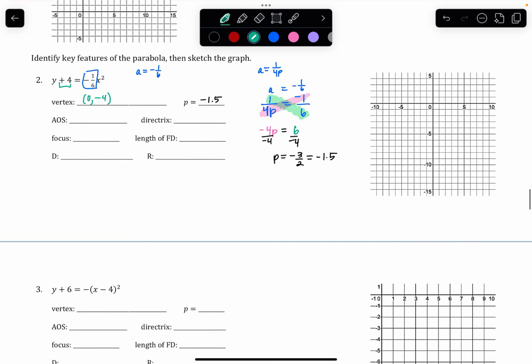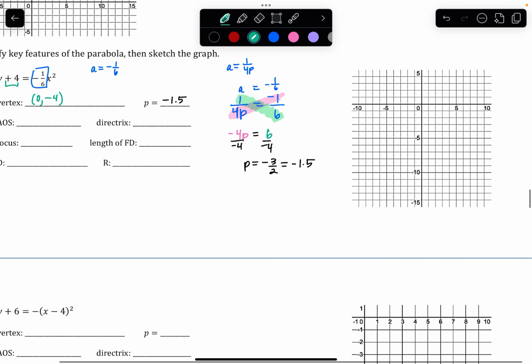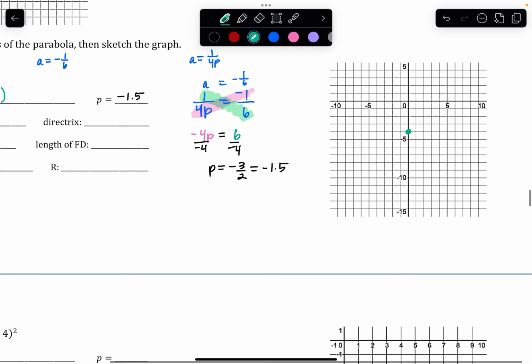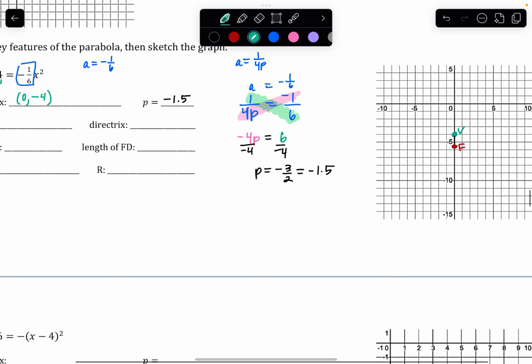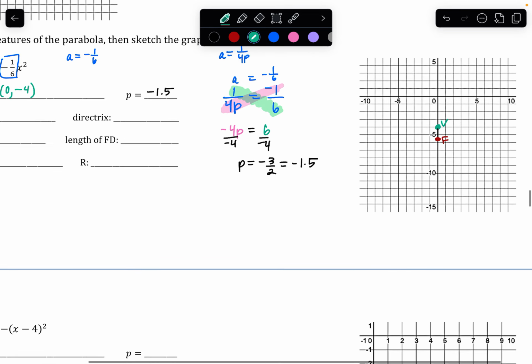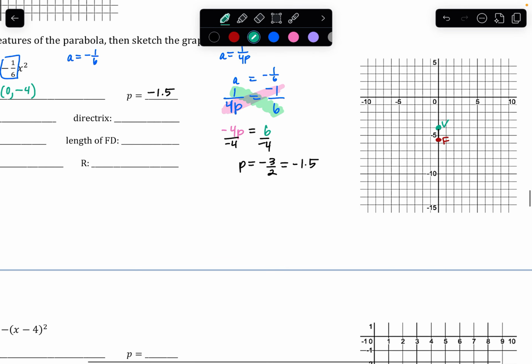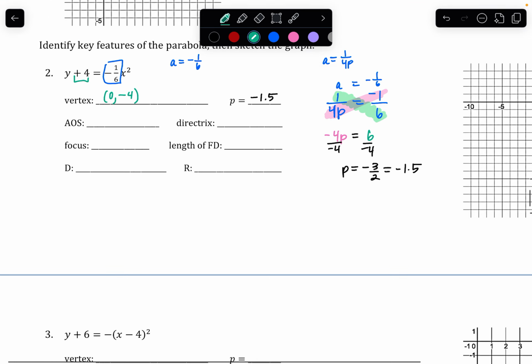Let's graph what we have so far. We have the vertex at 0, -4. And then the p value is negative. That means I'm going to go down 1 and 1.5 to get to the focus. Okay, that's the focus, that's the vertex. My focus is 0 and then -5.5.